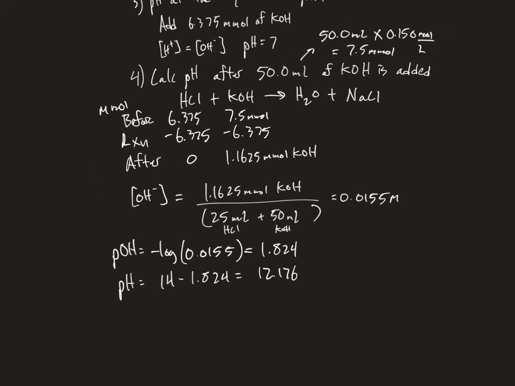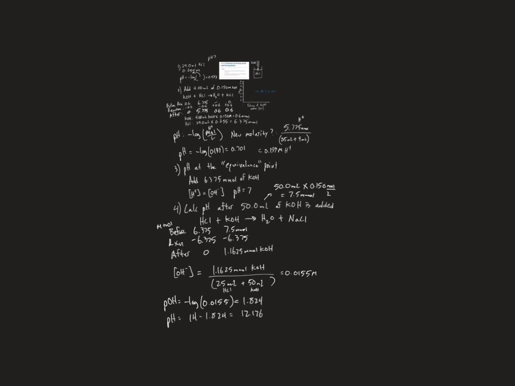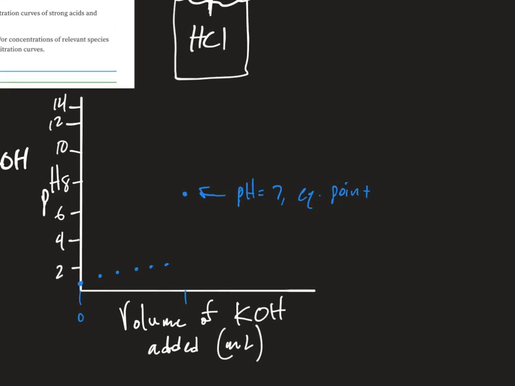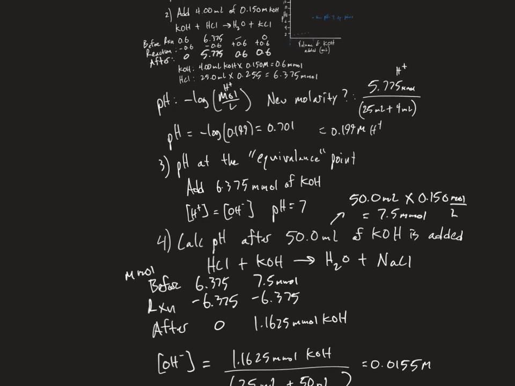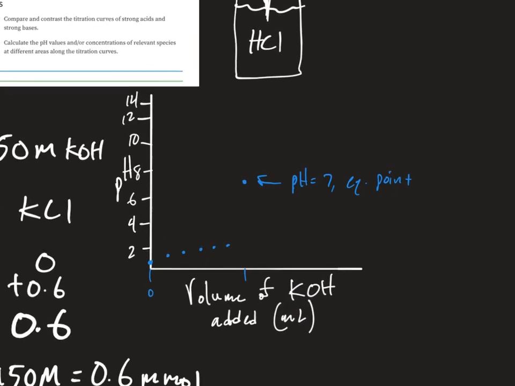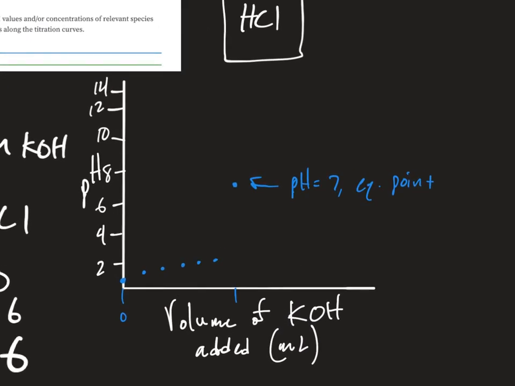So if we go back to our pH curve, we're past the equivalence point now. Now we've added so much KOH that we're into the basic side of things. And now we're up here. What is it? Oh, sorry, it was 12.176. So we're now up to this point here.